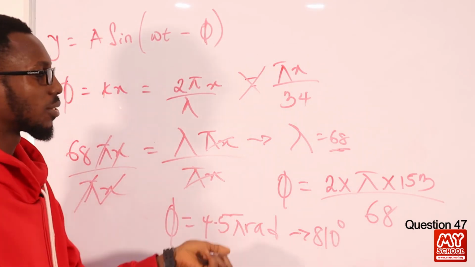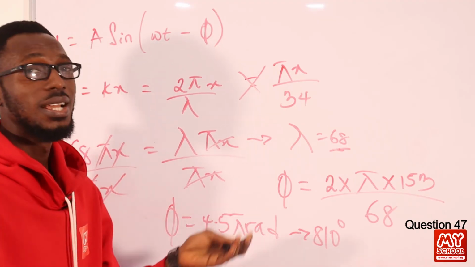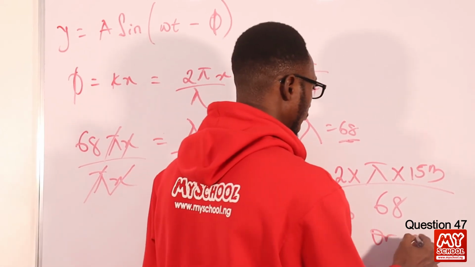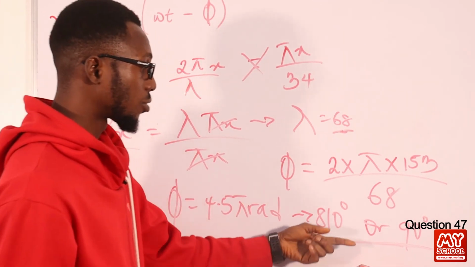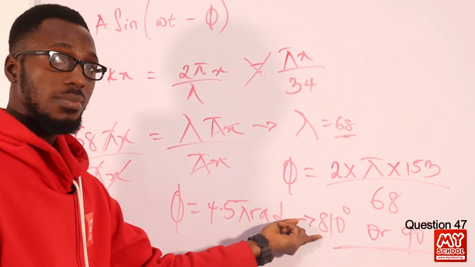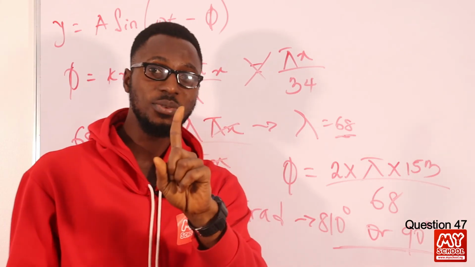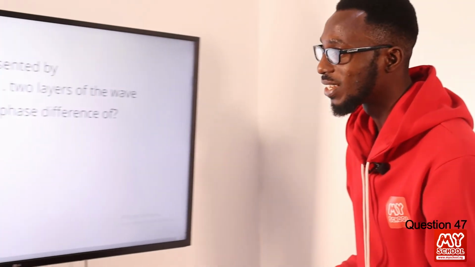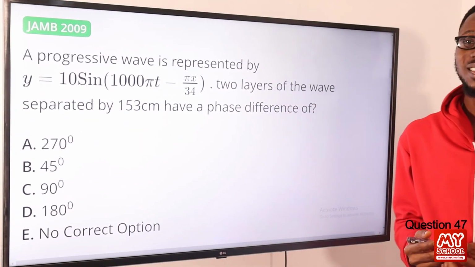If you want to convert this to degrees, it should give you 810 degrees. Either you say 90 degrees or 810 degrees, it should still give you 1. So it's either 810 or 90. Which of the two is supplied in the question? Because if you punch your calculator sin 810 or sin 90, you still get 1. So let's go back to the screen and see if we have either 810 or 90. We have that in option C. So option C is the right option.